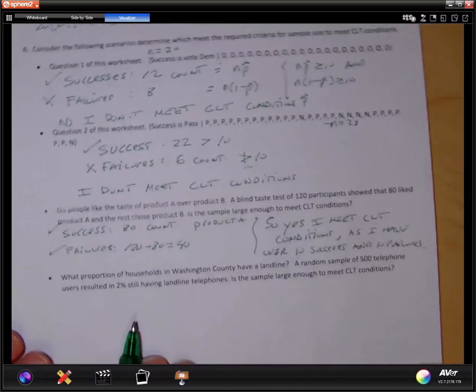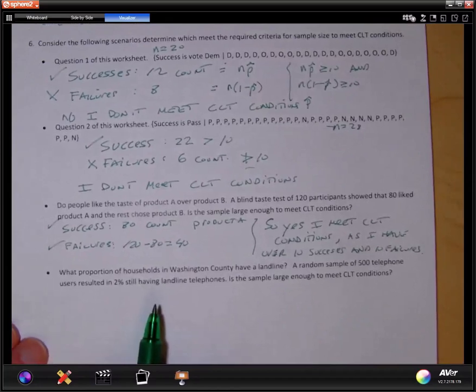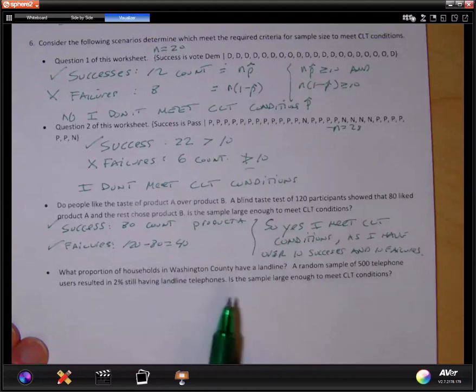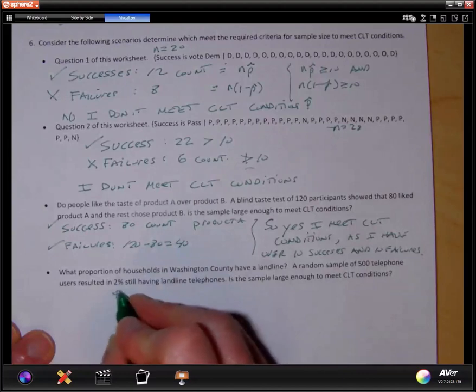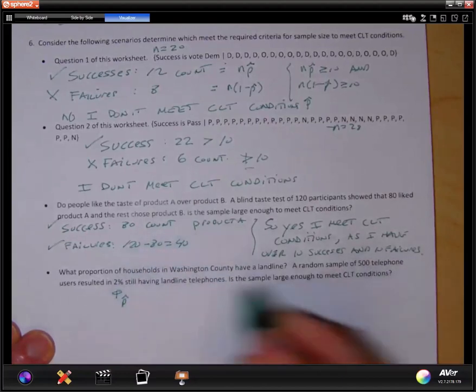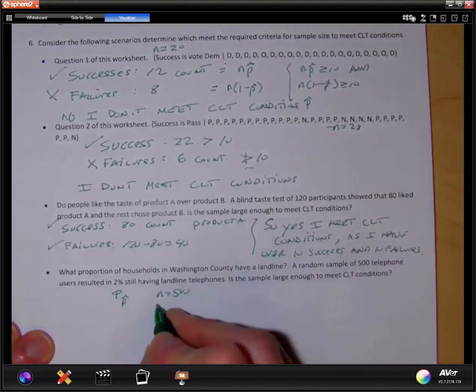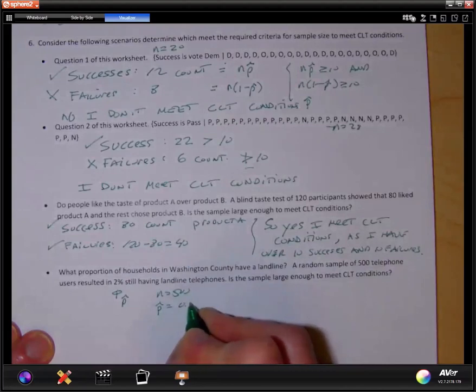Right, that's one question here. The last one. What proportion of households in Washington County have a landline? A random sample of 500 telephones result in 2% still having a landline phone. Is the sample large enough to meet CLT conditions? If you notice in this scenario, I'm quoted p hat from the sample of 500. So my sample size was 500, which seems pretty large. P hat then is 0.02.